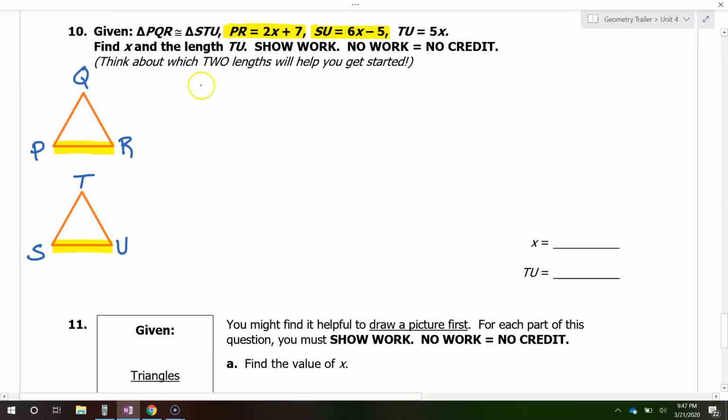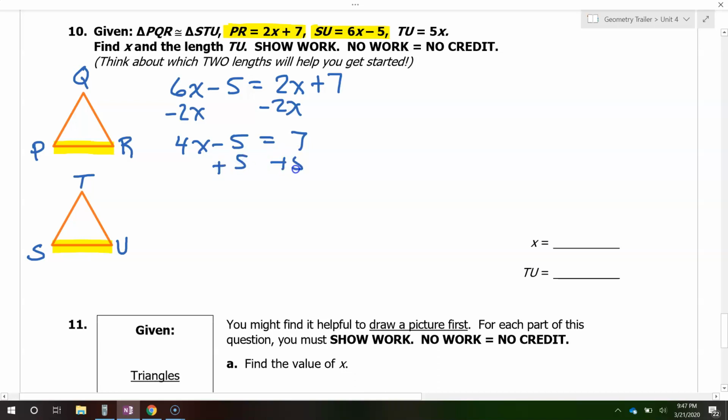Okay, so if I set these equal to each other, I'm going to have 6x minus 5 equals 2x plus 7. Subtracting 2x from both sides will give me 4x minus 5 equals 7. Add 5 to both sides, and I get 4x equals 12. And then when I divide both sides by 4, I get x is equal to 3. So x is equal to 3.